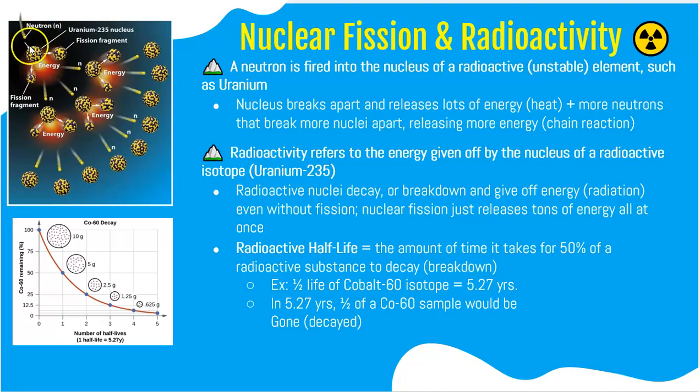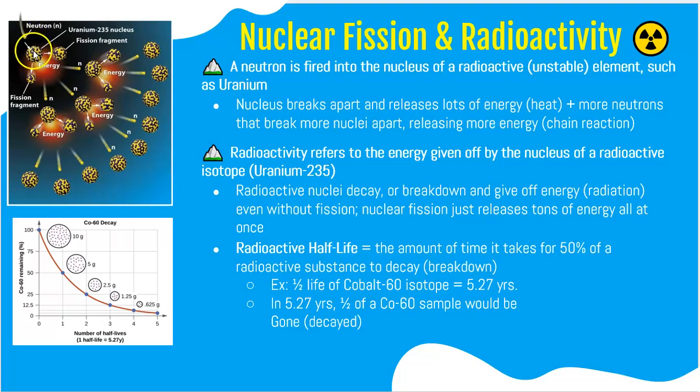If you look at this nucleus, this is the nucleus of uranium-235. This is the mass number. And it's a relatively unstable nucleus. So if I bombard it with a neutron, almost like a little bullet, it will cause the nucleus to break into two pieces. And the energy that was holding those pieces together is then released.